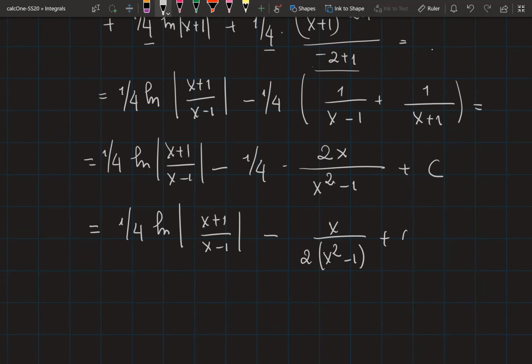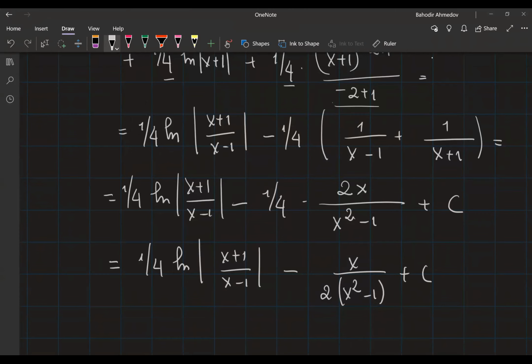So this is an example of the integration of a rational function, which is a little bit too long, but it reveals a lot of structural issues connected with the integration of rational functions for case number 2.